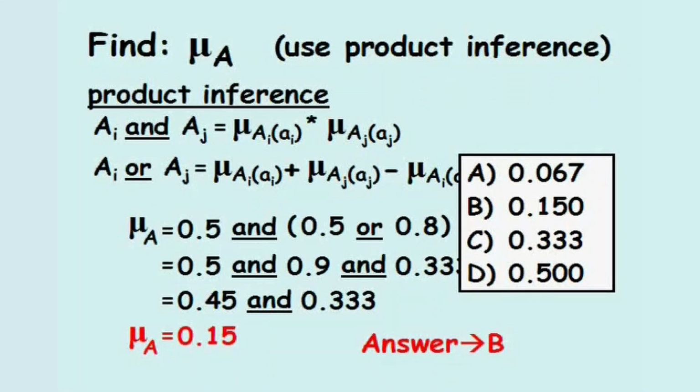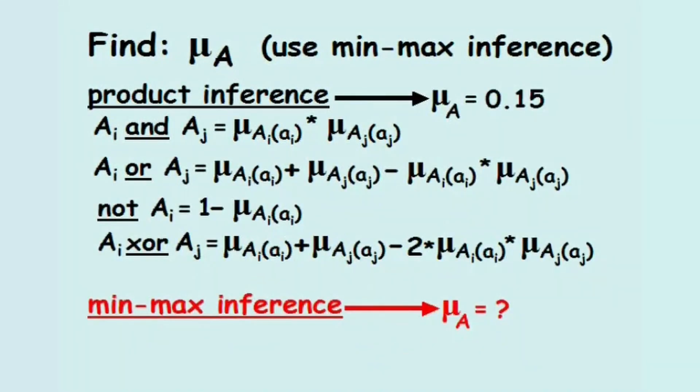In this problem, if we used the min-max inference instead of the product inference, this would result in a different degree of fulfillment. The product inference accounts for the fulfillment of all arguments, whereas the min-max inference only accounts for the limiting or extreme arguments in the premise clause.